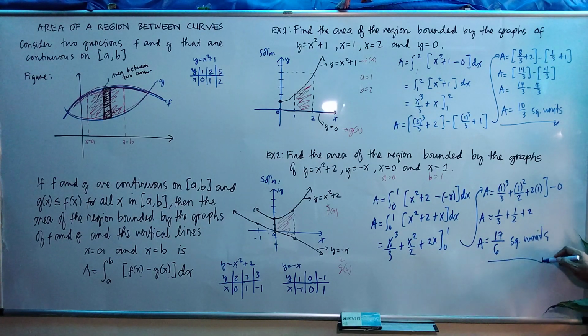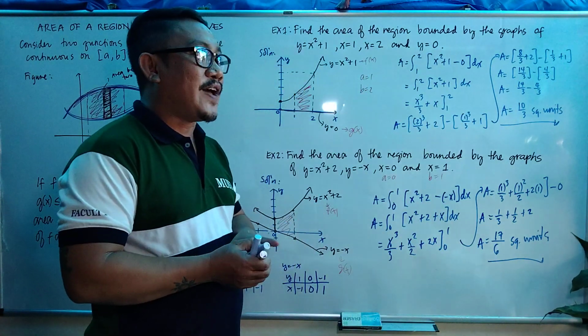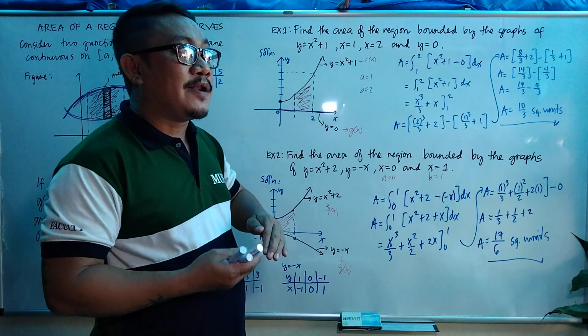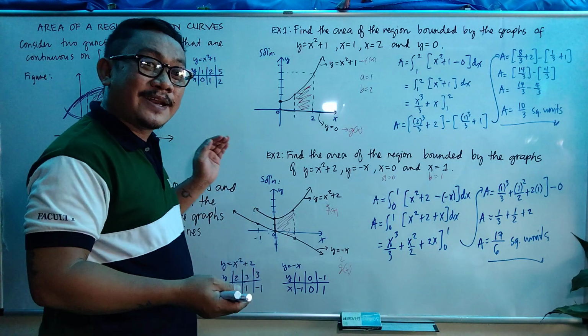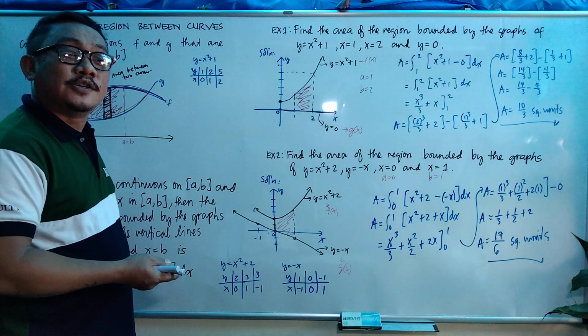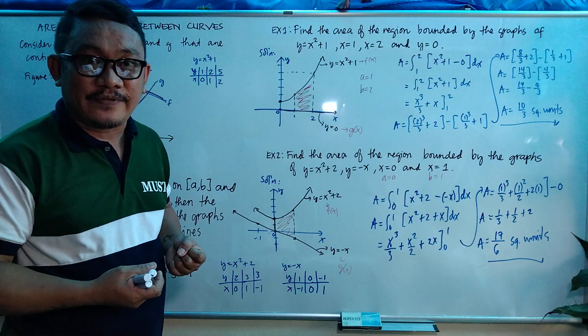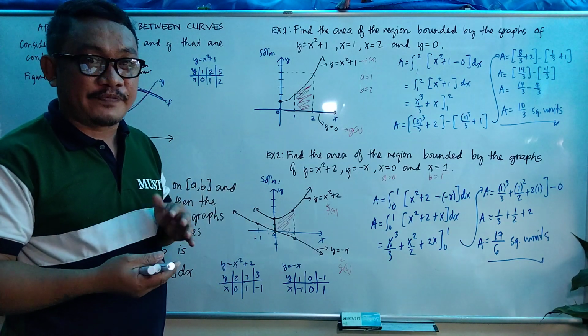So, it's easy, class, no? The technique in finding the area of a region between curves is that you must determine which is f of x and g of x so you can easily use the formula. To determine that, we need to sketch the graph first.